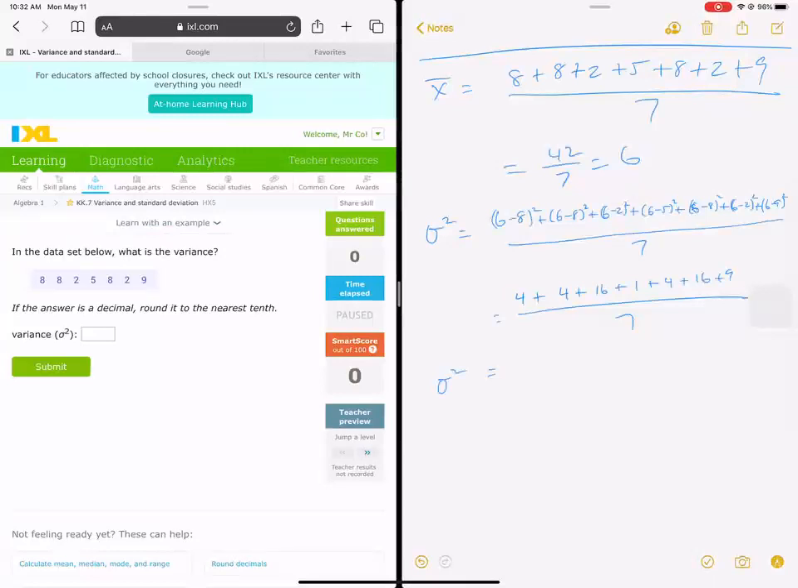So our variance here, I'm going to use my calculator now. 4 plus 4 plus 16 plus 1 plus 4 plus 16 plus 9. That gave me the number 54. 54 over 7. Divide that number by 7. And we're looking at 7.71, which is approximately 7.7, because they want us to round off to the nearest tenth.